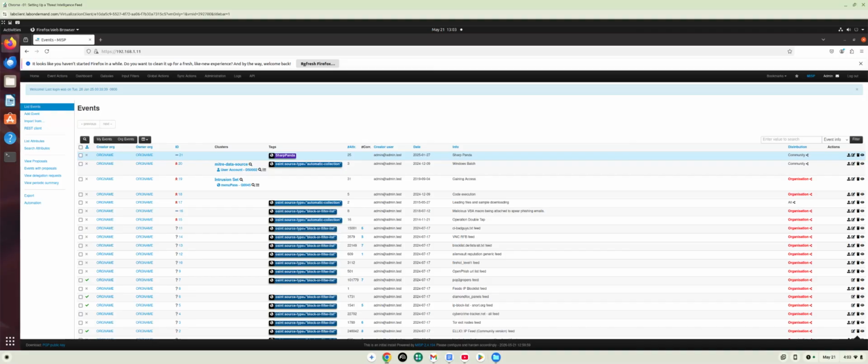So by associating an event with a galaxy cluster, analysts gain insight into how, why, and by whom the attack might have been carried out.